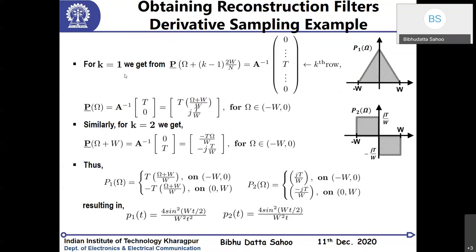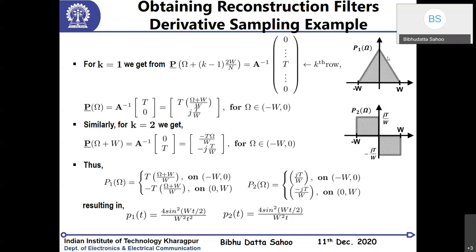So for k equal to 1, we get P(omega) in the range from minus W to 0. We get the solution for P(omega). Similarly, for k equal to 2, we get P(omega plus W) for this range. So omega plus W is nothing but the right half. From minus W to 0 we have already obtained. Omega plus W corresponds to now 0 to W. So therefore, P1(omega) is given by this expression over here, and this is drawn over here.